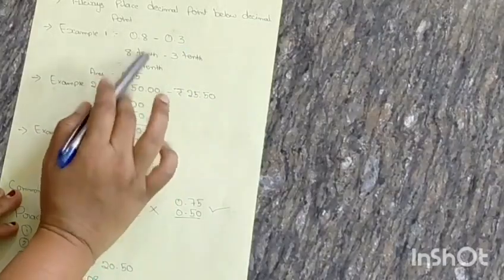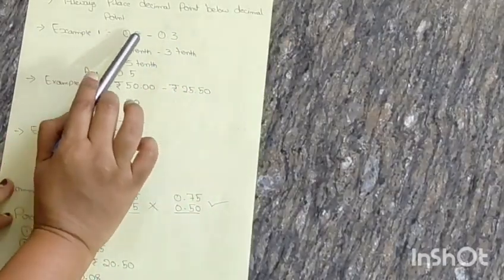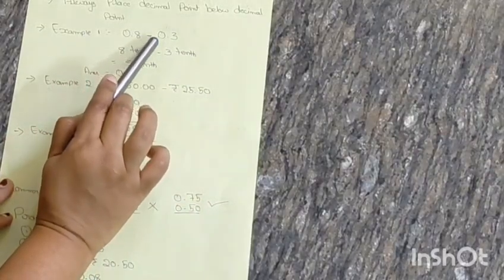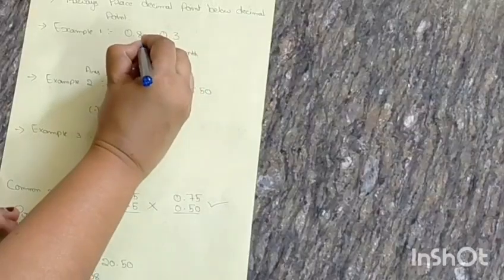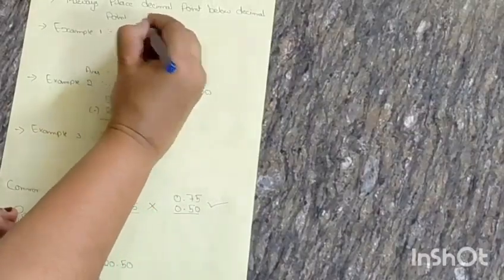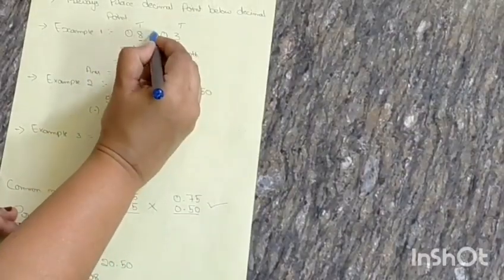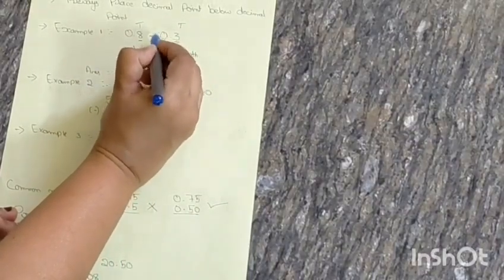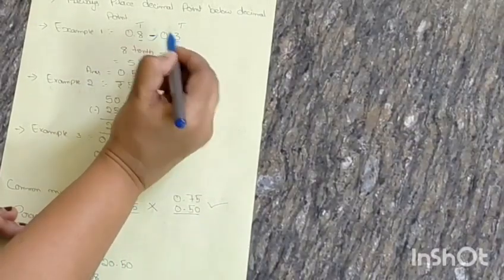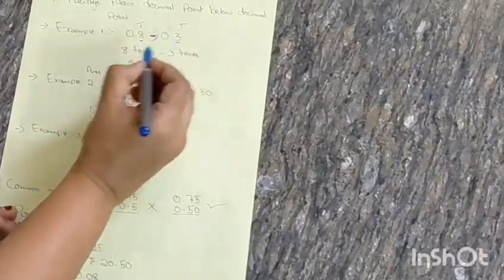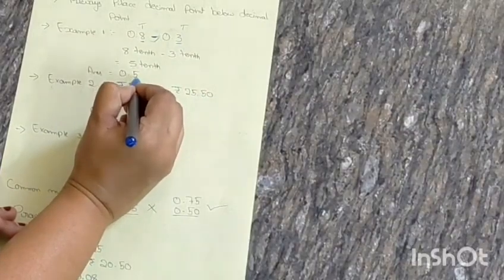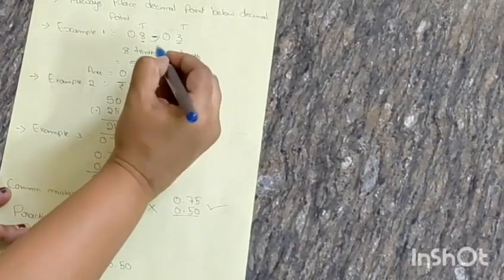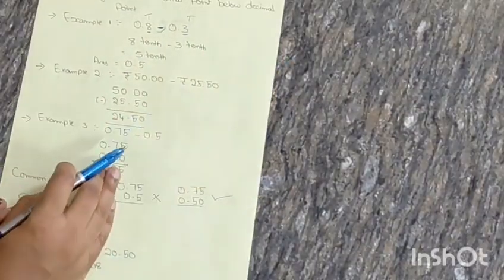So let's start with a simple example. 0.8 minus 0.3. As I said in addition, if the numbers are in the same places, just do addition or subtraction. What do you have to do? Now here it is subtraction. So 8 minus 3 is equal to 5 tenths. The answer will be 0.5. Very easy. Just like normal subtraction.